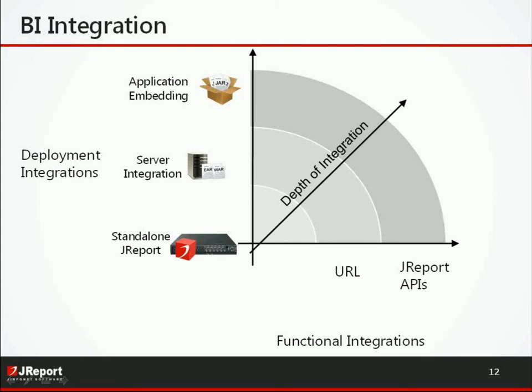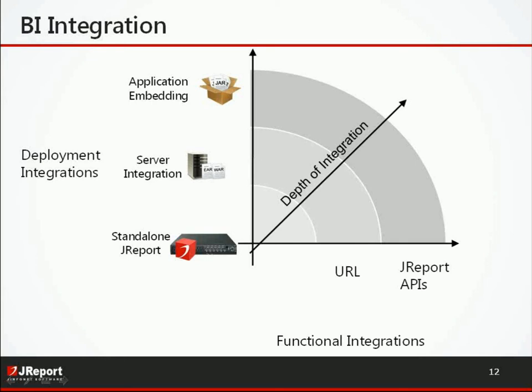So next you have functional integrations. First, standalone JReport. In order to access the reports, you can point your browser directly to JReport. You can navigate to either the user console or admin console and generate reports that way. You can just launch reports straight out of the browser. So it's fully web-based, with minimal system admin involvement.